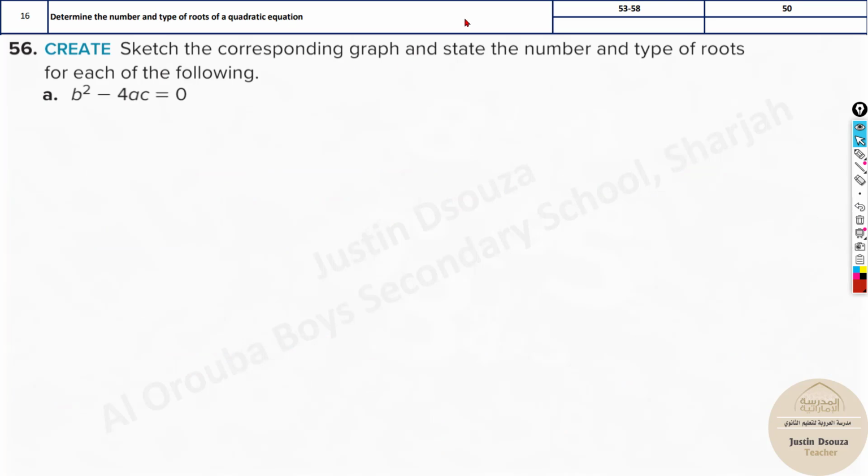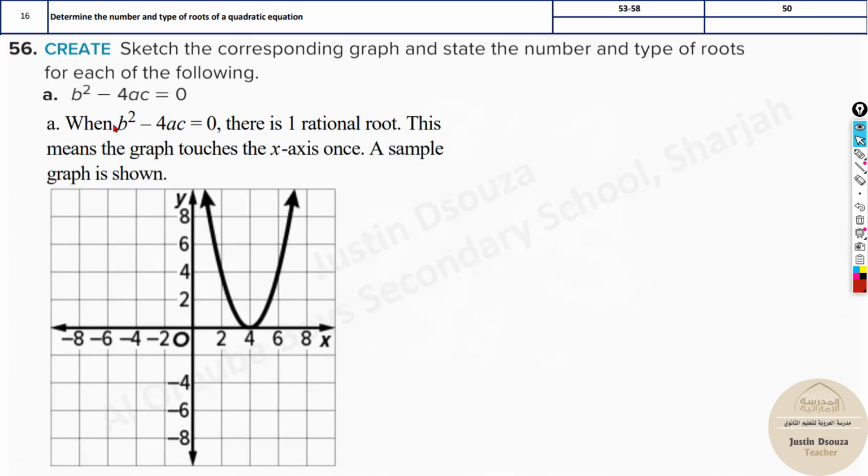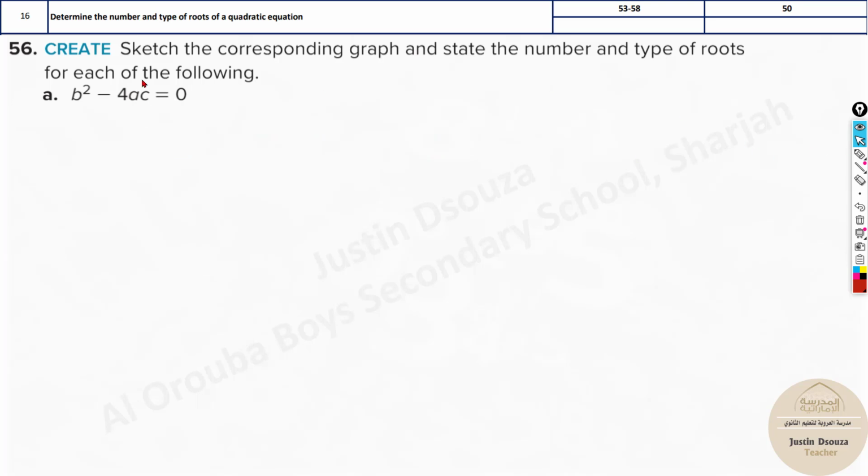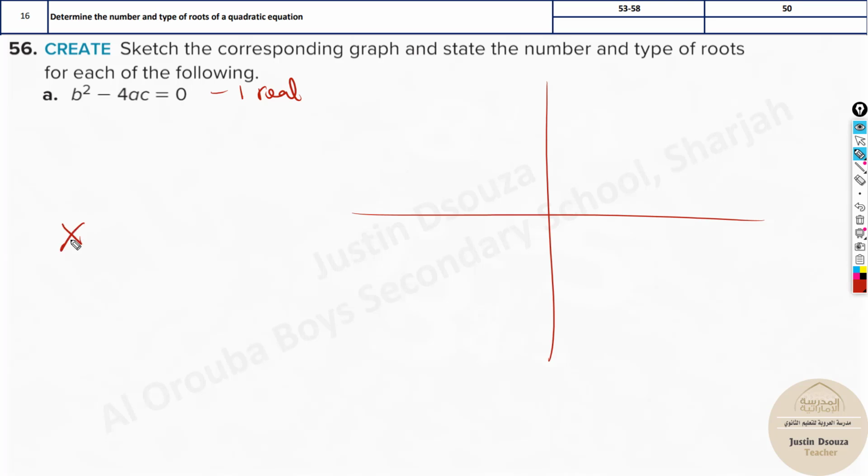And over here, sketch the corresponding graph and state the number and type of roots for each of the following. Now over here, look at this. They have given the discriminant is equal to zero. Let me just draw it. Whenever there is zero, there is only one real root. This is a rule in discriminants. So if it's one real root, when you solve the quadratic equation in the calculator, you can check that. It'll be only x is equal to like 1 or 2, only one answer. That means it'll be x minus 1 the whole squared.